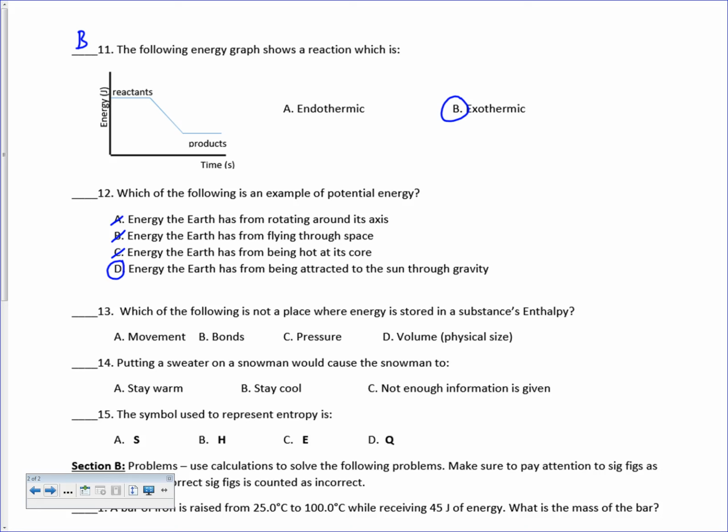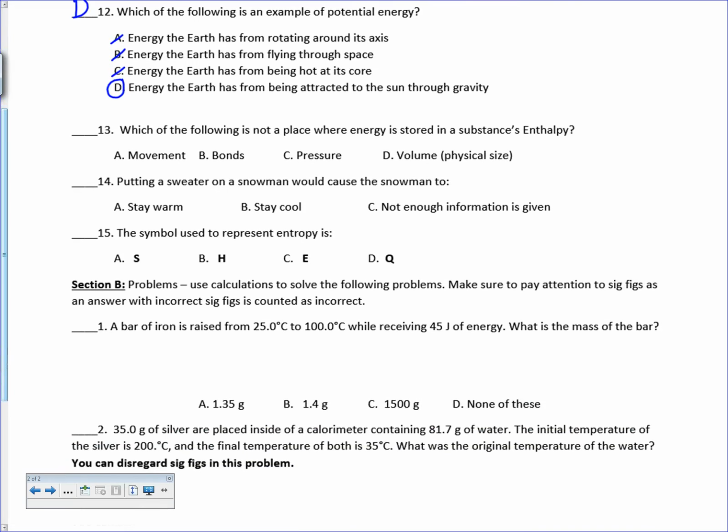The other thing here is that gravity is just listed on your different things that create potential energy on your thermodynamics note set. So if you're confused by that, make sure that you're familiar with the common types of potential energy and common types of kinetic energy.